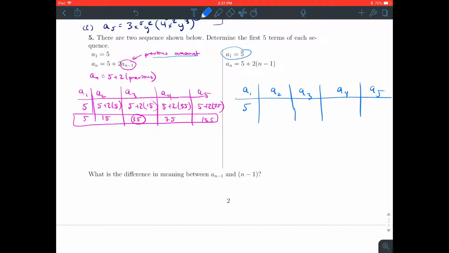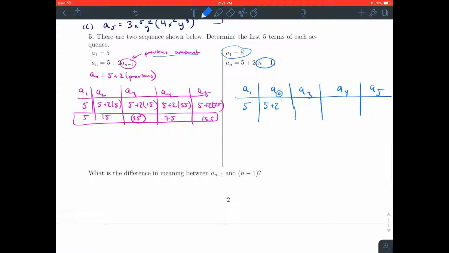So for a1, a1 is 5. For a2, it's 5 plus 2, and then when we say n minus 1 here, it's not the value. It's not 5. It's n minus 1. Well, if n is 2, 2 minus 1 is just 1. So you get 5 plus 2 times 1, which is 7. For a3, we get 5 plus 2 times 3 minus 1. 3 minus 1 is 2. We get 9. a4 is equal to 5 plus 2 times 4 minus 1.